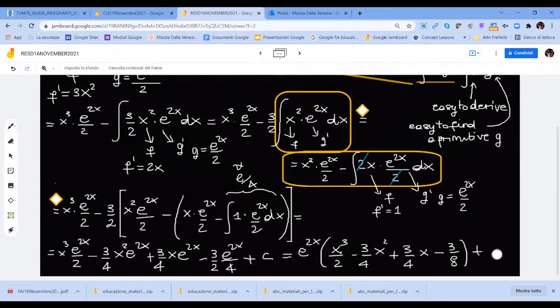plus c. Okay, as I said before, plus c means that we have some constant that is not specified, but if we had, and we will see, some particular integral where we should compute lower and upper bound, then we can compute every piece and then put the result all together.